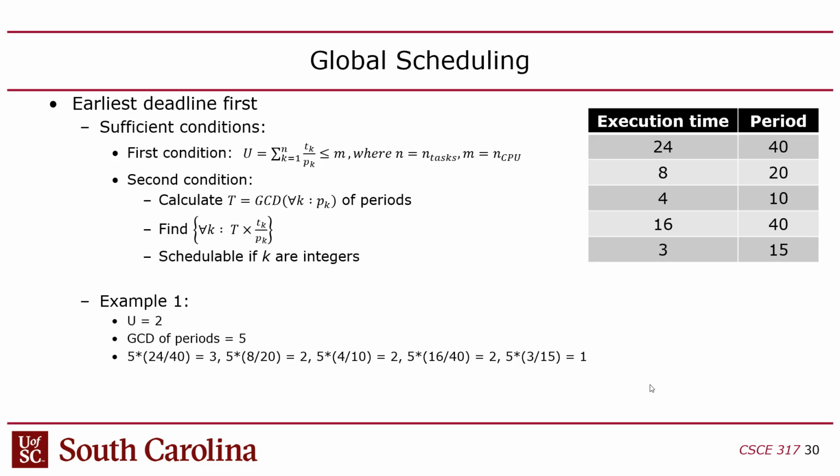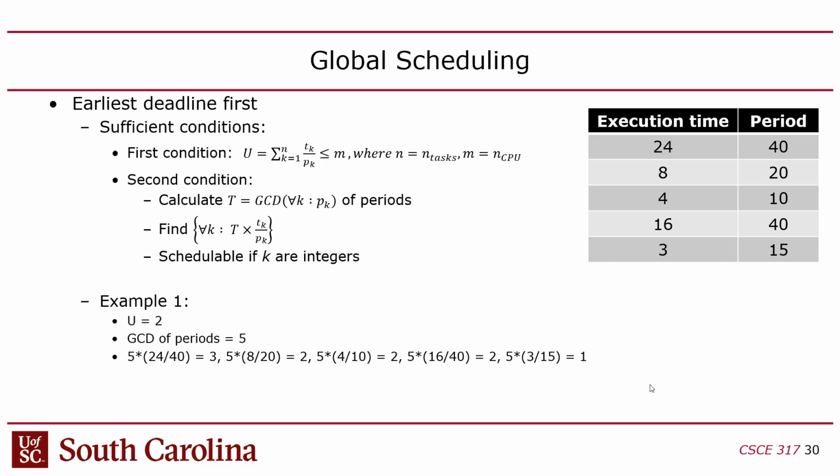Okay, and then you multiply the greatest common divisor by the ratio of each one's execution time to its period. And if all those numbers are integers, then you can schedule. Right? So for example, if you have that task set over there, and there's two processors, the periods are 40, 20, 10, 40, and 15. So the greatest common divisor is 5. 5 is the greatest divisor of those numbers. It's not 10 because we've got the 15 in there.